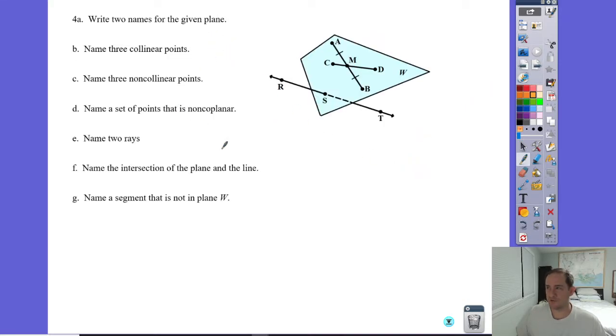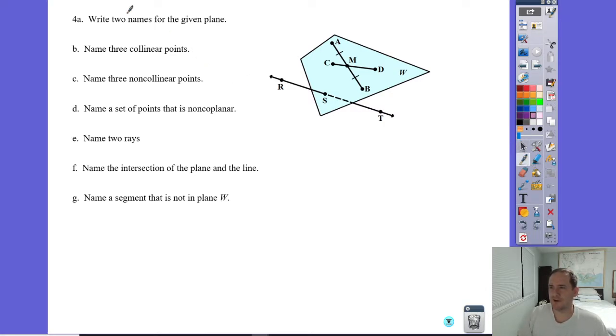Now 4, there's a bunch of questions here. We've got sort of a complicated diagram up here. There's a plane that seems to be called W, a line segment getting intersected by another line segment. And then we've got a line that seems to come down from above the plane, and then it pierces the plane, passes behind the plane. That's why it's shown dashed here. And then it comes out the other side. So let's answer the questions they're asking.